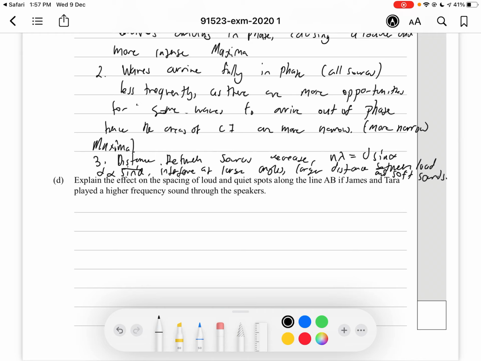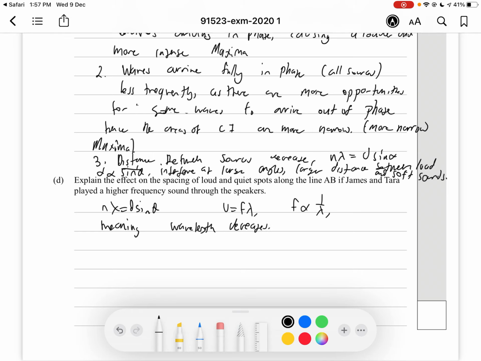Question D. Explain the effect on the spacing of loud and quiet spots if James and Tara played a higher frequency. So n lambda equals d sine theta. We know that v equals f lambda, and v stays the same in the same medium. Remember that speed only depends on the medium. f is proportional to 1 over lambda, meaning the wavelength decreases.